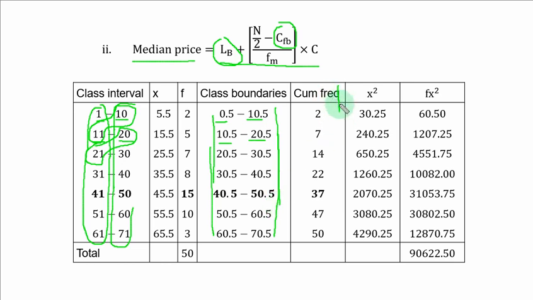Next column is cumulative frequency. You start with the first frequency, that is 2. You add 2 to 5, you have 7. Add 7 to 7, you have 14. Add 14 to 8, you have 22. Add 22 to 15, you have 37. 37 plus 10, you have 47. 47 plus 3, you have 50.